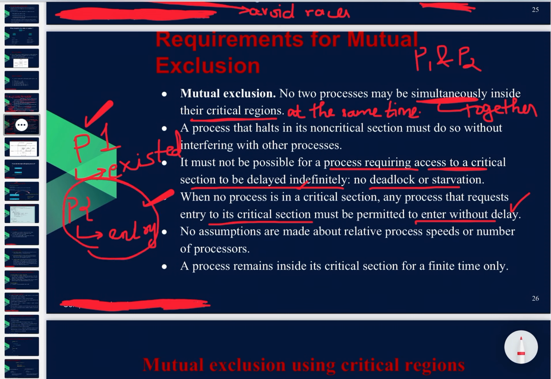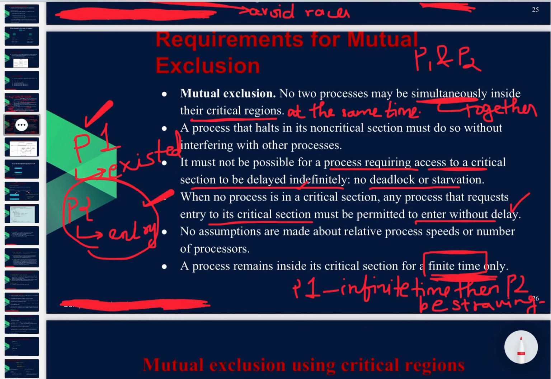No assumptions are made about the relative process speed or the number of processors. A process remains inside the critical section for only a finite time. That means only for a particular time limit can you be in the critical section. Because if process P1 is given infinite time, then P2 will be starving. So we don't want starvation to take place, therefore we only give a finite time to a particular process.